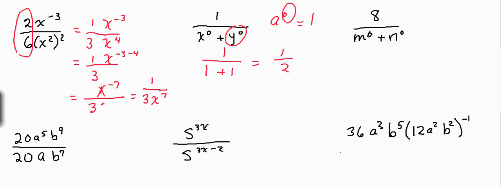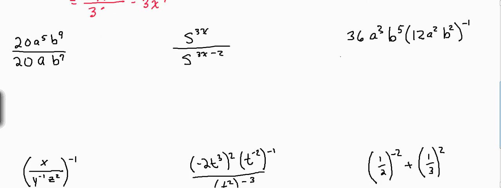Same with this problem. M to the 0 equals 1, and n to the 0 equals 1. Anything raised to the power 0 equals 1. So I have 8 over m to the 0, which is 1, plus n to the 0, which is 1. And I simplify, I get 8 over 1 plus 1, which is 2, which equals 4.